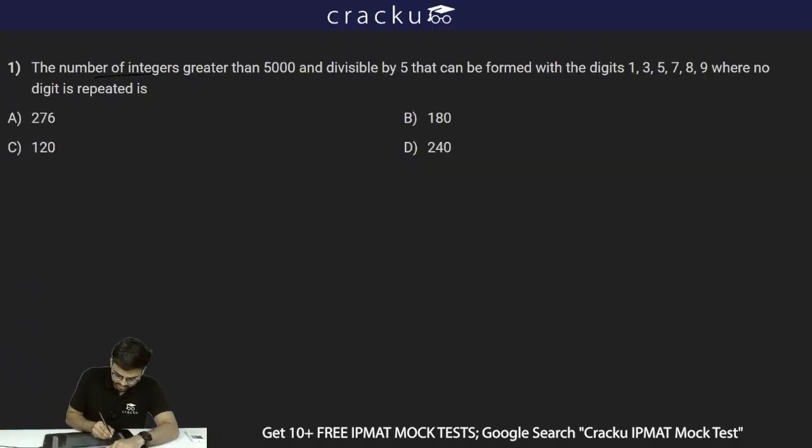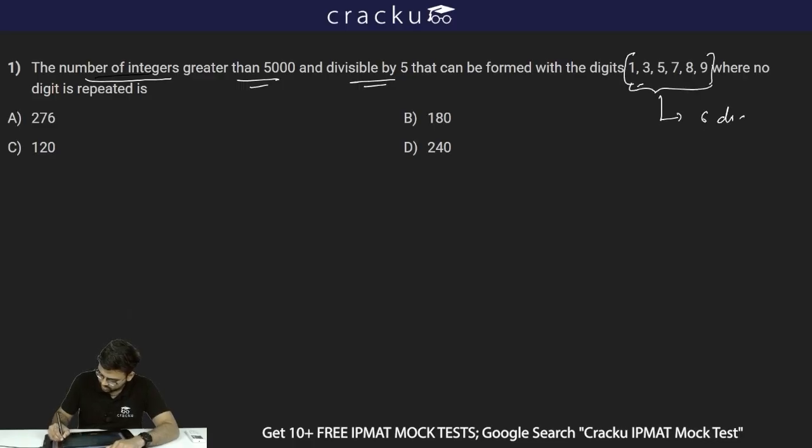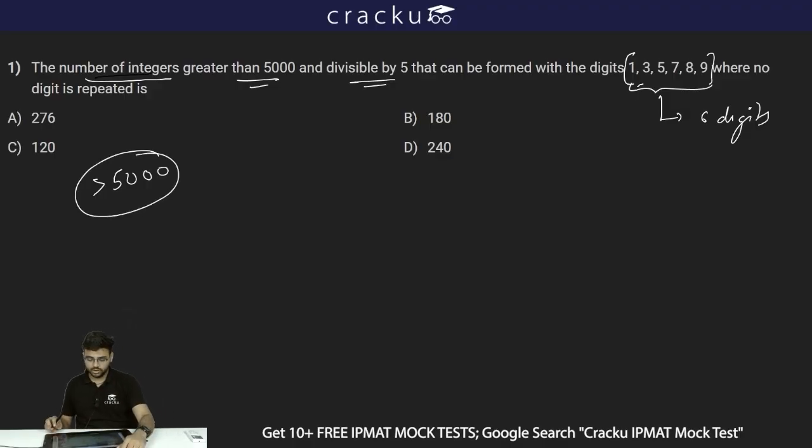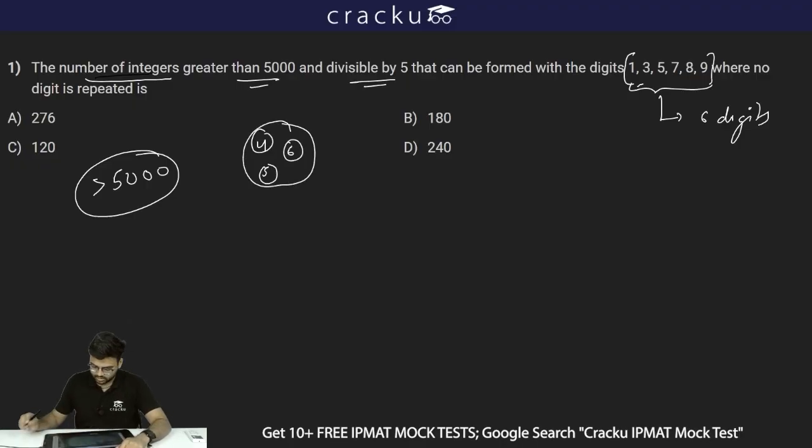The next question is saying the number of integers greater than 5000 and divisible by 5 that can be formed with the digits 1, 3, 5, 7, 8, 9. So there are 6 digits given to us. We have to find out the number of integers which are greater than 5000. So greater than 5000 we have to consider all: 4-digit integers, 5-digit integers and 6-digit integers. Now we have to use only digits 1, 3, 5, 7, 8 and 9.